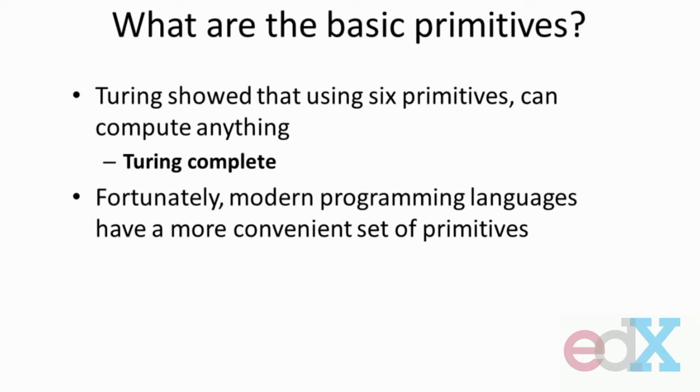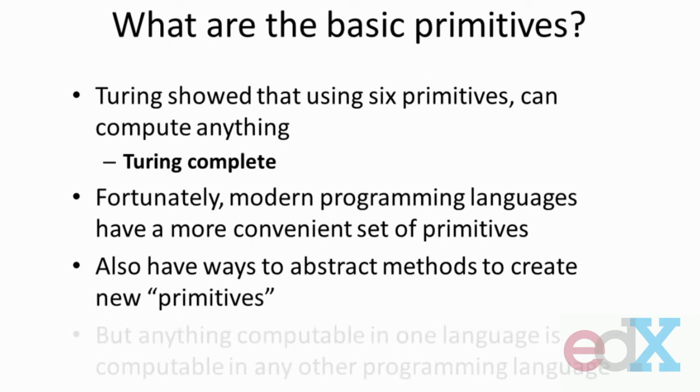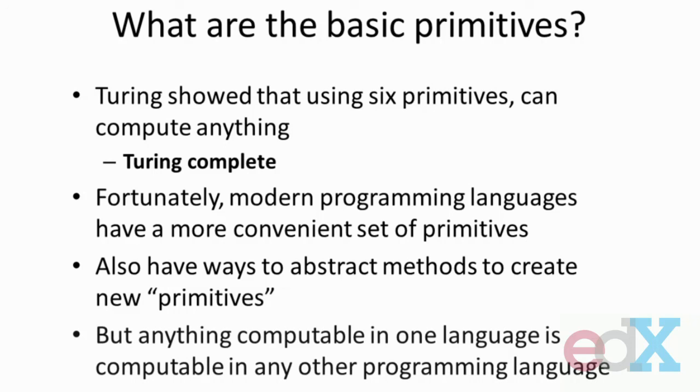In the next lecture sequence, we're going to start talking about what those are in Python, the language we're going to use. Not only do we have a more convenient set of primitives, but a key thing a programming language will have is some way of being able to abstract methods. That is, take a description, that sequence of code that we've written, and use it to create a new primitive, thereby adding to the set of primitives that the system can use. But nonetheless, as we've seen, just starting from 6 primitives, we can build up an entire array of computation, and anything computable in one language is going to be computable in any other programming language. And that's amazing.